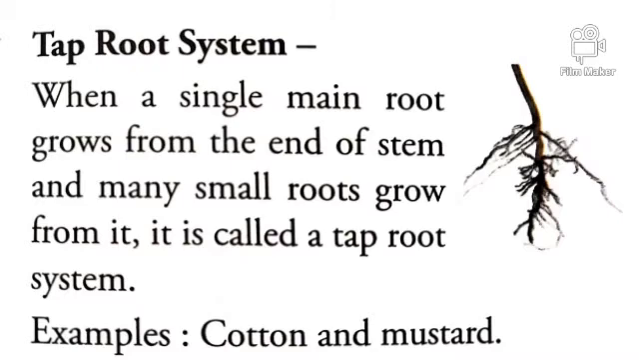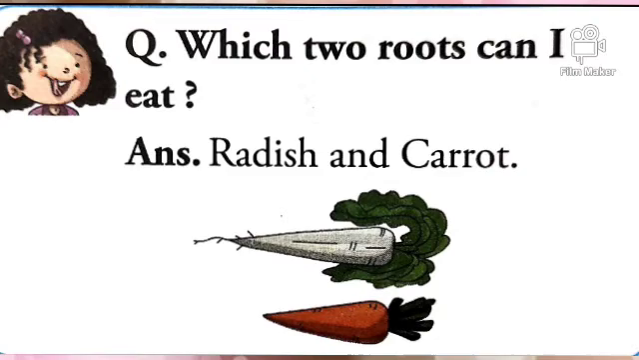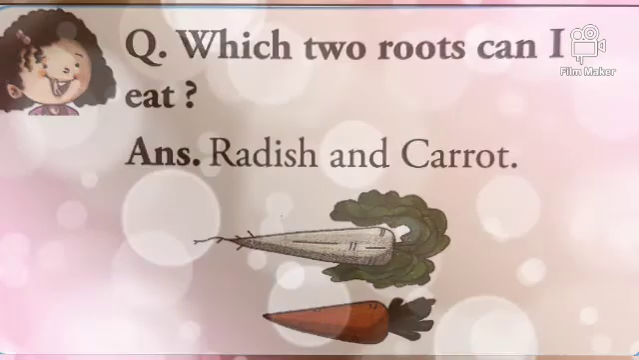The next type of root system is the tap root system. Here in the picture you can see a tap root. When a single main root grows from the end of the stem and many small roots grow from it, it is called a tap root system. Some of the examples are cotton and mustard. Do you know, students, which two roots we can eat? The two roots that we can eat are radish and carrot.